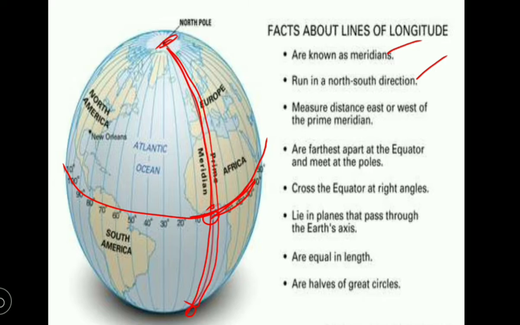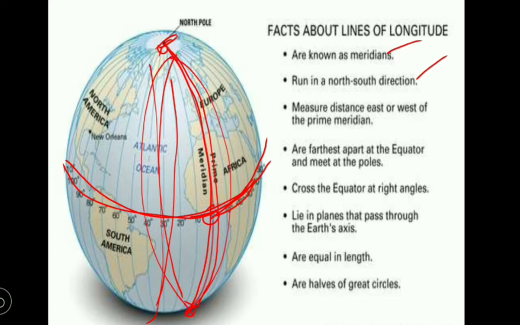poles. So all the longitudes cut the equator line and meet at the poles. For example, these are the lines that meet at the pole. This is all about the longitudes. And they cross the equator at right angles.